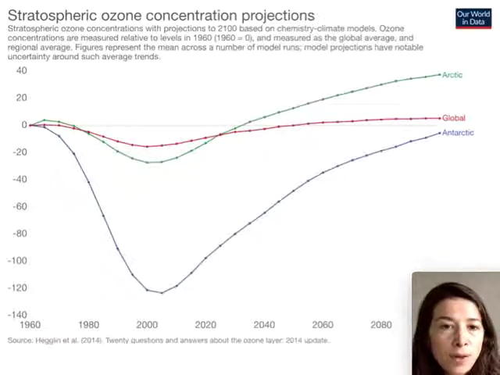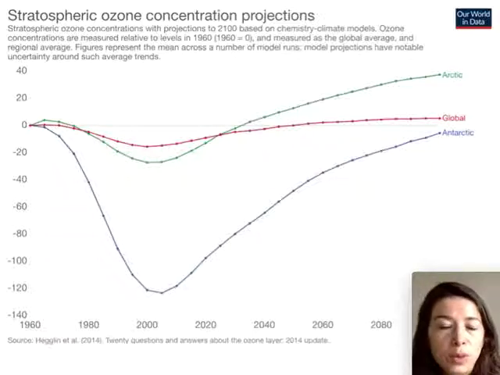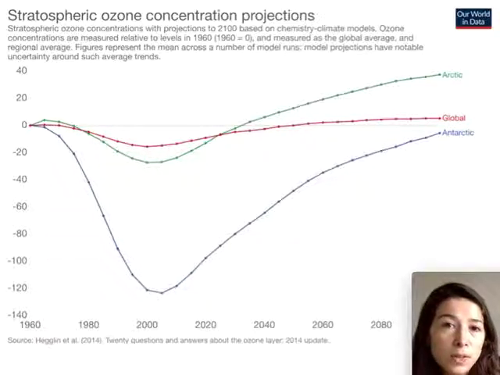Here's a graph of ozone concentrations previously, and then there are some projections into the future. If we look at the blue line, we see the Antarctic, and that's where that big hole is. We can see we're kind of at the peak, but we are moving towards an improvement. So we're about here, and hopefully over the next 80 or 100 years, the levels will restore themselves to almost the levels that we started out with.